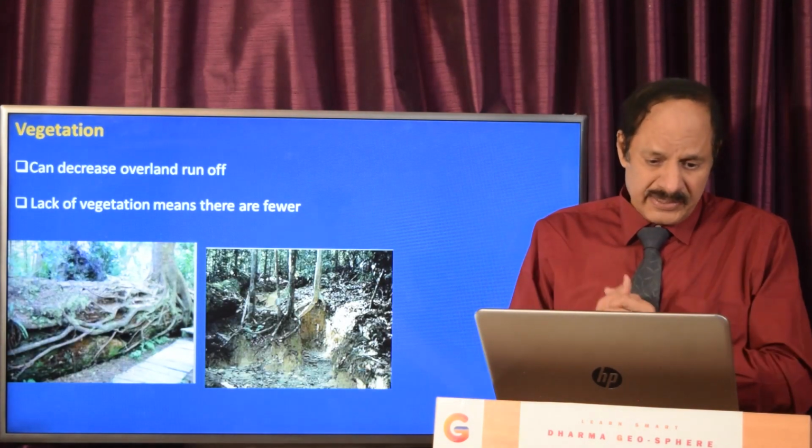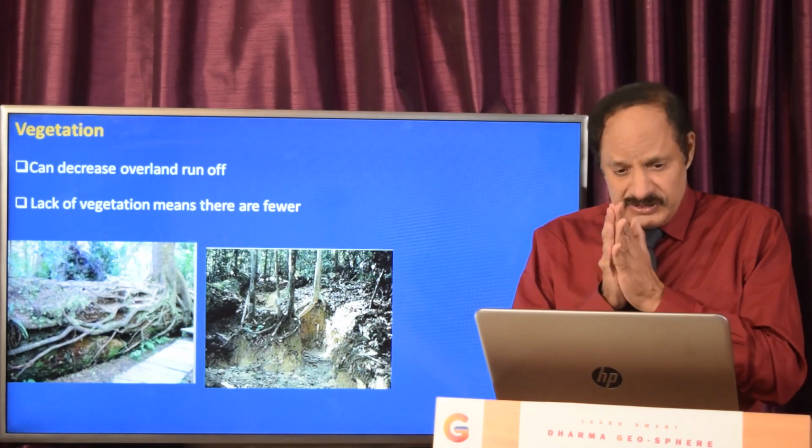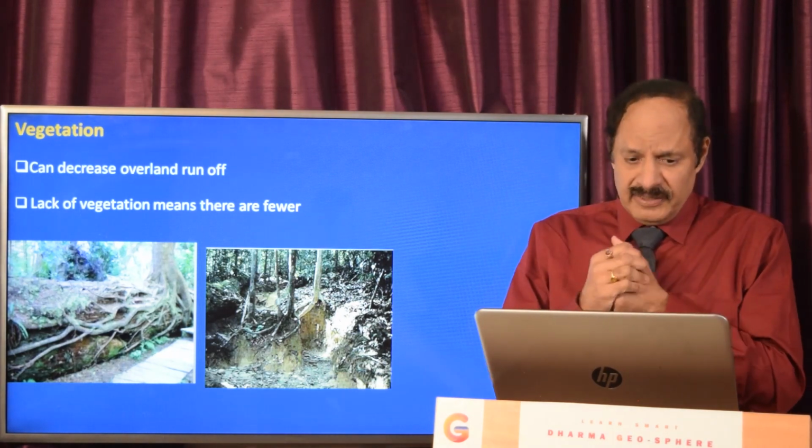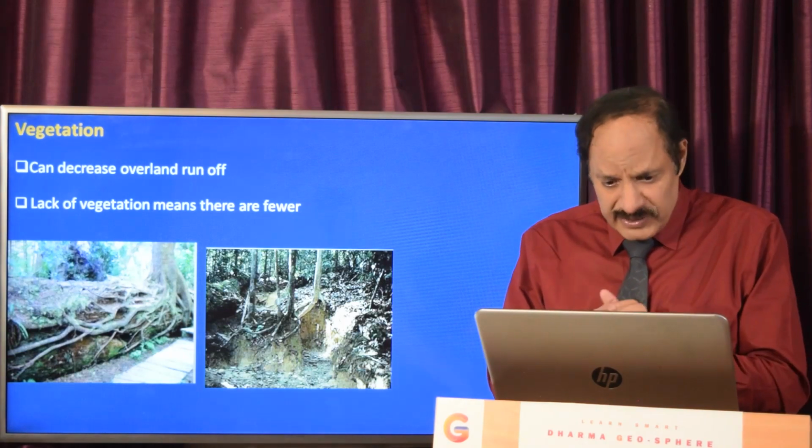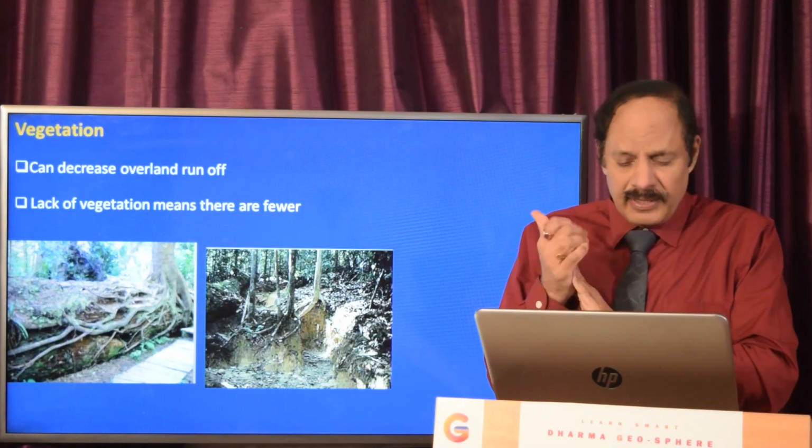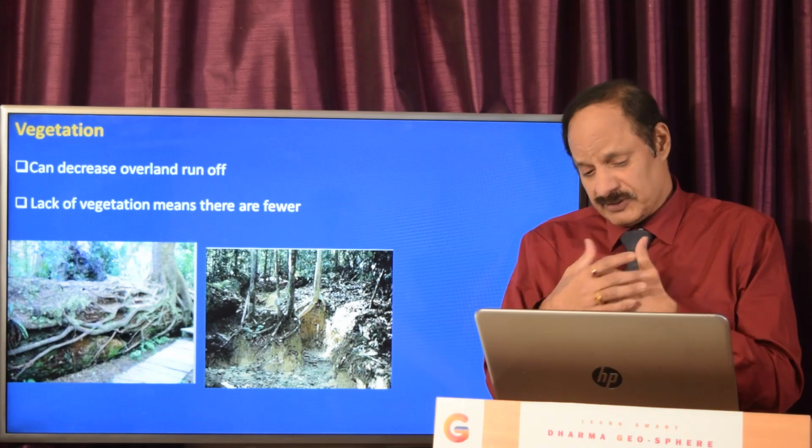And vegetation is another very important factor because it can decrease overland runoff. If there is no vegetation, it means there are fewer trees, and the runoff is much faster.